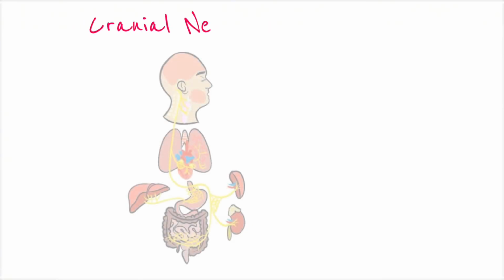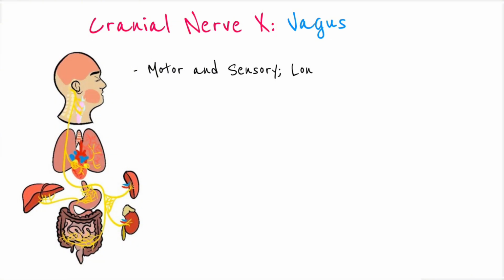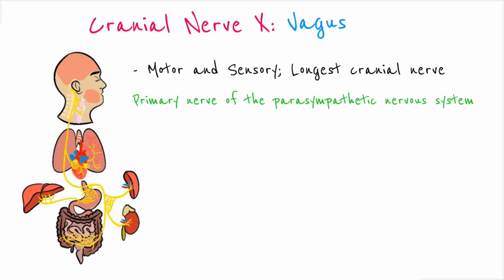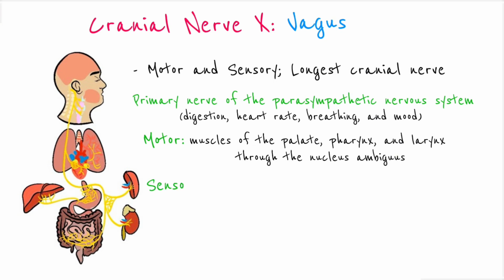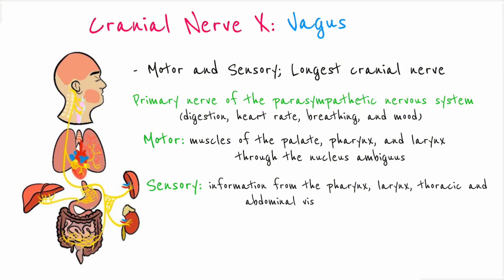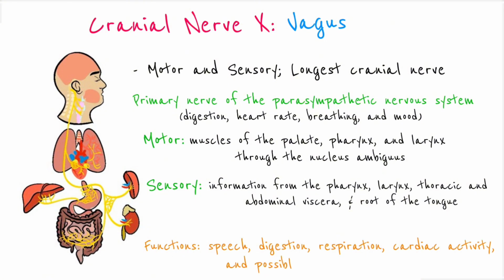Cranial nerve 10, vagus nerve. This is a mixed motor and sensory nerve and is the longest cranial nerve. It is the primary nerve of the parasympathetic nervous system, responsible for functions like digestion, heart rate, breathing, and mood. The motor part innervates the muscles of the palate, pharynx and larynx through the nucleus ambiguus. The sensory function carries information from the pharynx, larynx, thoracic and abdominal viscera, and taste buds at the root of the tongue. It functions for multiple bodily functions such as speech, digestion, respiration, cardiac activity, and possibly the immune system.